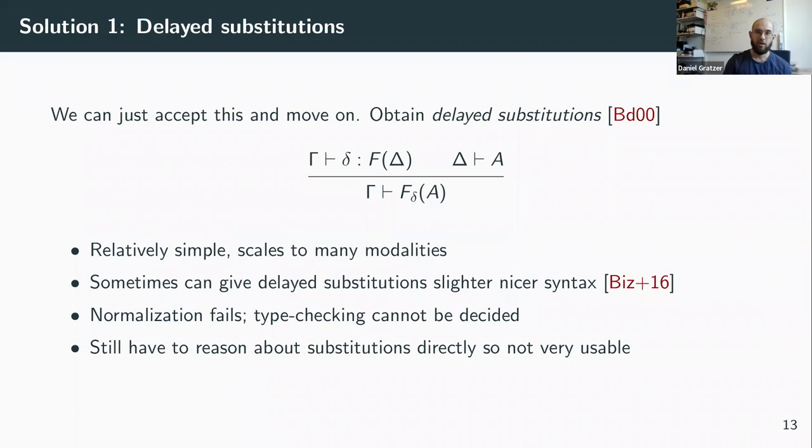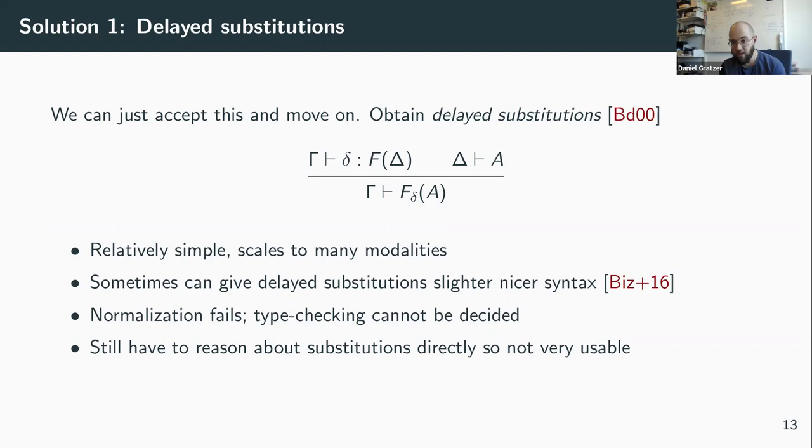So I will note that it is sort of consistent to just accept this as is and move on. We can fulfill the letter of the law, if not its spirit, and make this connective respect substitution by just having it carry around the substitution that it didn't know how to resolve. This works. And it's relatively simple, and it scales to a bunch of modalities. You just add more things that act on context.